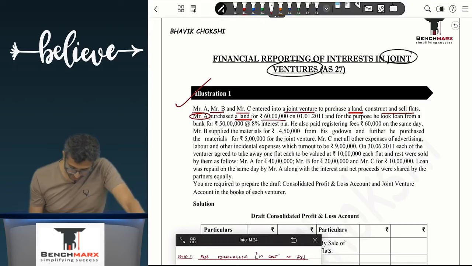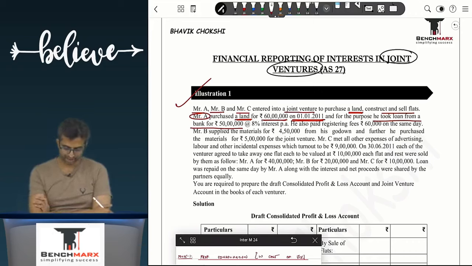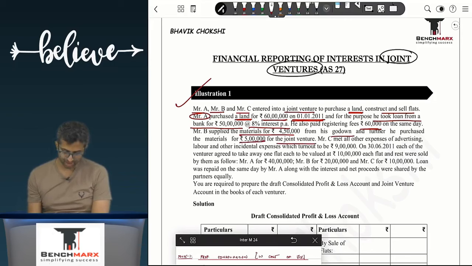It is purchased by Mr. A for rupees 60 lakhs on 1st January 2011, and for this purpose he took a loan from a bank of rupees 50 lakhs. So basically Mr. A took a loan of 50 lakhs and purchased a land worth 60 lakhs at 8% interest. He also paid registration fees of 60,000 on the same day. Mr. B supplied materials for 4,50,000 from his godown, and further he purchased materials for 5 lakhs for the joint venture.